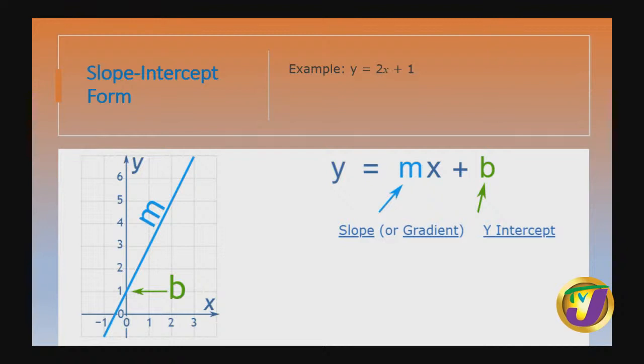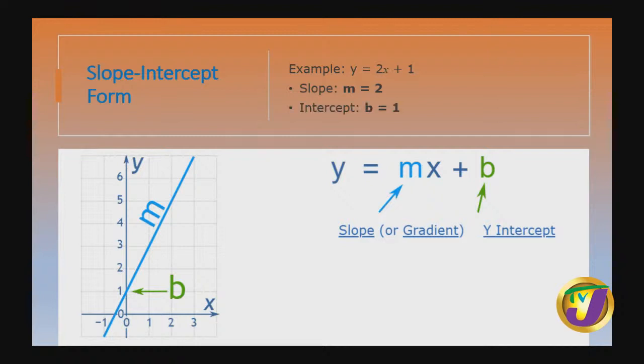So in this equation, y equals 2x plus 1, can you identify the slope or the rate of change? I am seeing the slope or rate of change would be 2 in this situation. And what would be your y-intercept? The y-intercept would be 1. Correct. That would mean the graph would cut the y-axis at 1, so b equals 1.